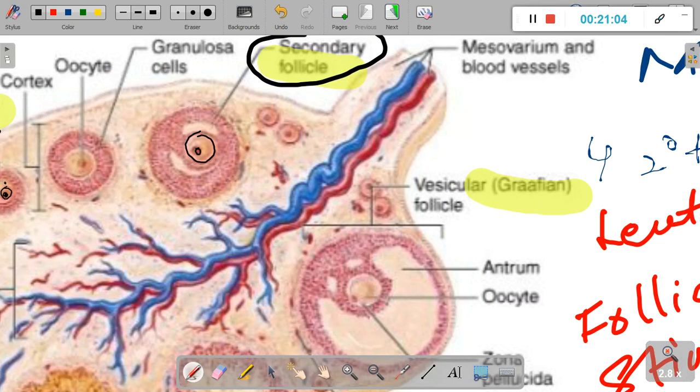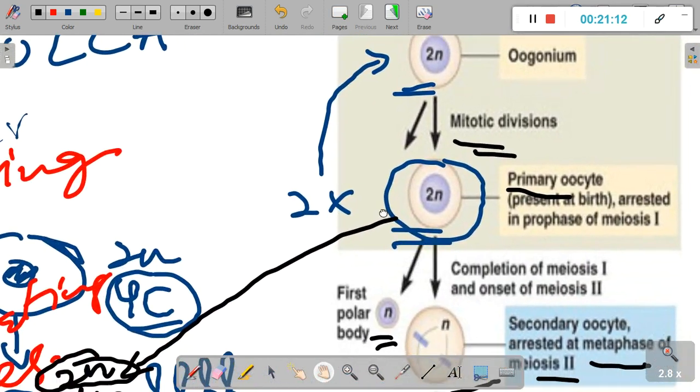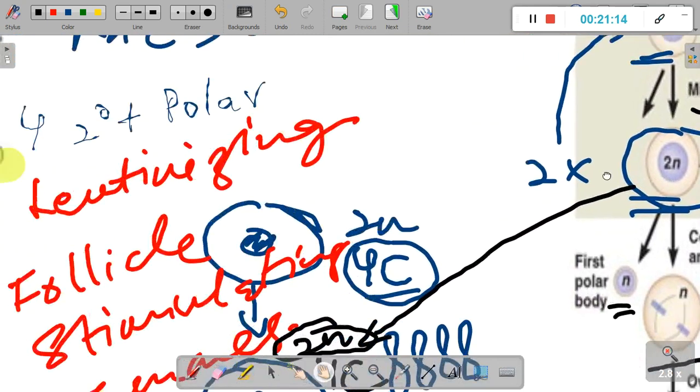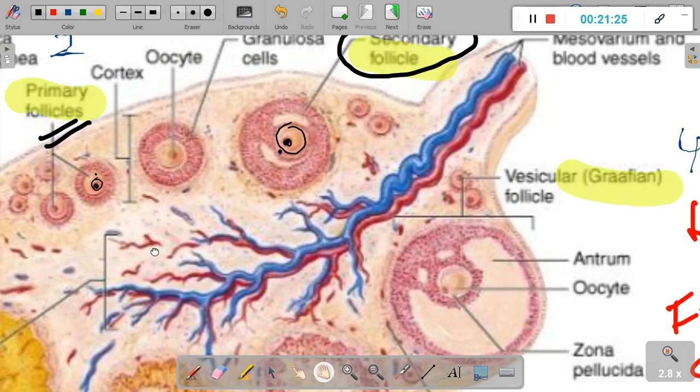So we have the secondary oocyte, and we have the... just give me a moment and let's go back and see. So we got the secondary oocyte and the first polar body. I think I've made a tiny little mistake before. So we got the primary oocyte and a first polar body here, and I've made a tiny mistake before this, and let me correct it.